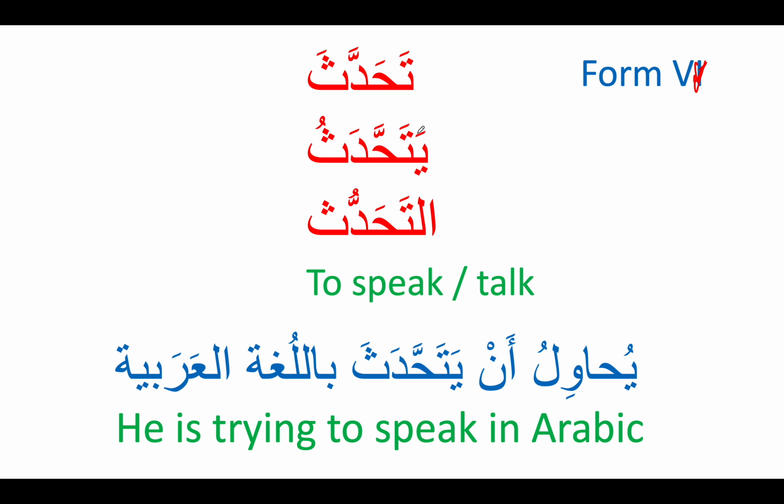So now we have تحدث يتحدث التحدث, which means to speak or to talk. It's another way of saying تكلم, which is form 5 as well. So يحاول أن يتحدث باللغة العربية. He is trying to speak in Arabic. So our verb here is a form 3 verb, حاول يحاول, which is to try. And then "to" is أن. After أن, the verb is in the subjunctive. So that's why it's يتحدث, subjunctive, باللغة العربية. He's trying to speak in Arabic.